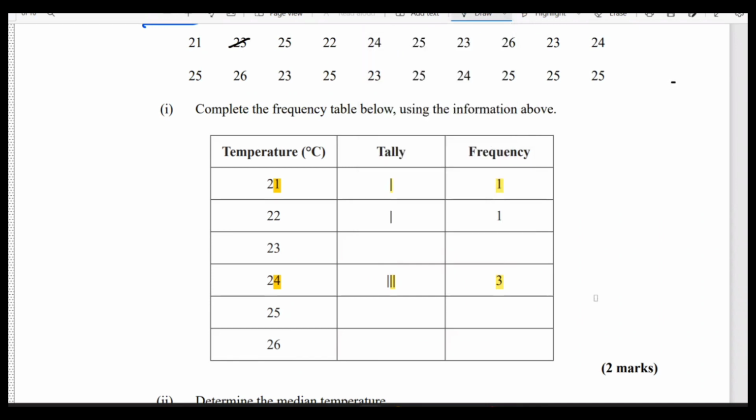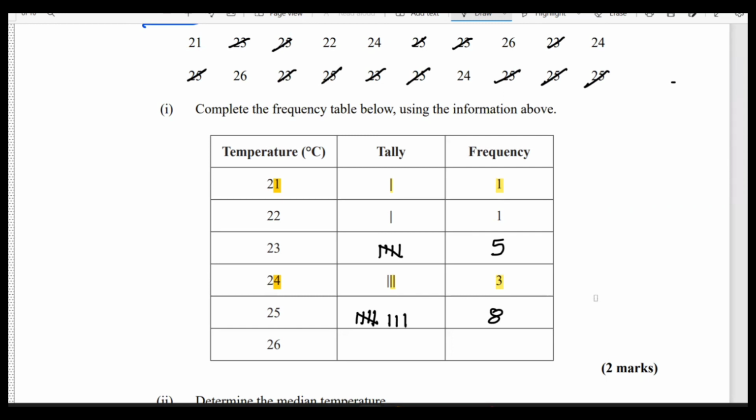23, you see 1, 2, 3, 4, 5. So it helps to minimize error. So 23 is 5, and you put a 5 there. 25 now. 1, 2, 3, 4, 5, 6, 7, 8. So I'm seeing eight 25s.